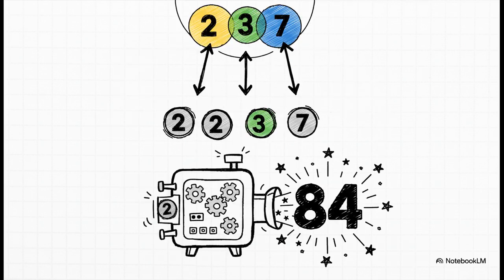So to build our LCM, we need to gather all the ingredients. We take the shared factors we found, the 2 and the 7. Then we grab the leftovers. There's another 2 from the 28 and a 3 from the 42. We multiply all of those together, 2 times 2 times 3 times 7, and we get 84. And that is our LCM. Way, way faster than listing, right?